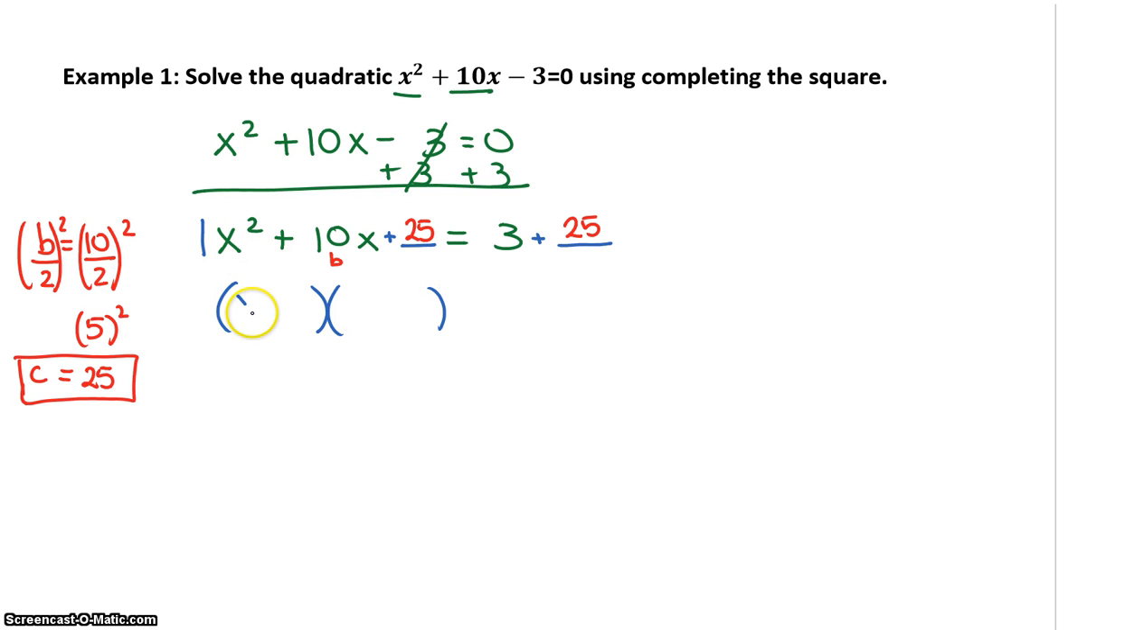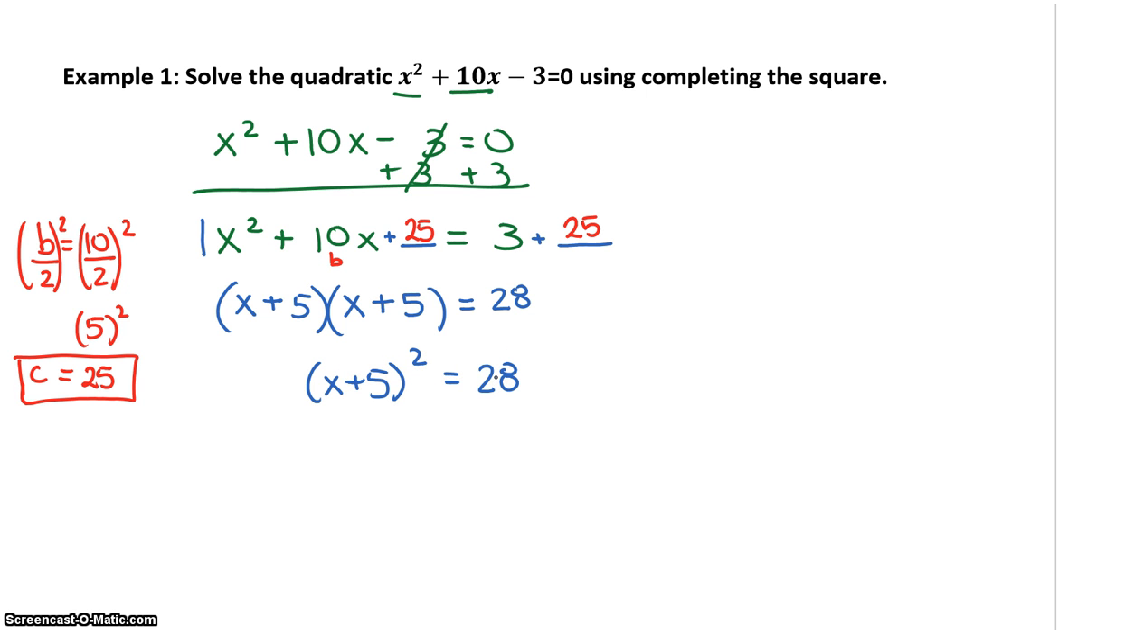We know x squared is x and x, and two numbers that multiply to 25 and add to 10 are 5 and 5. They have to be the same number. As a matter of fact, these factors have to be the same. They're both going to be positive because everything is positive. And if these factors are not the same, that means I made a mistake somewhere. 3 plus 25 is 28, and here's what it looks like. X plus 5 squared equals 28.